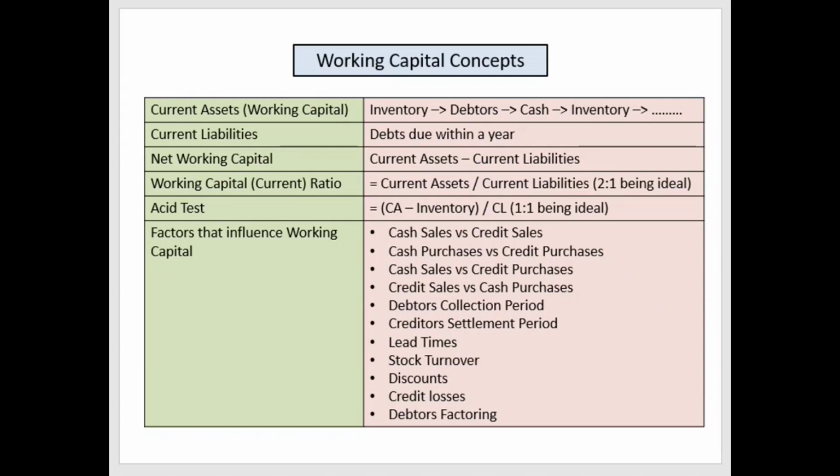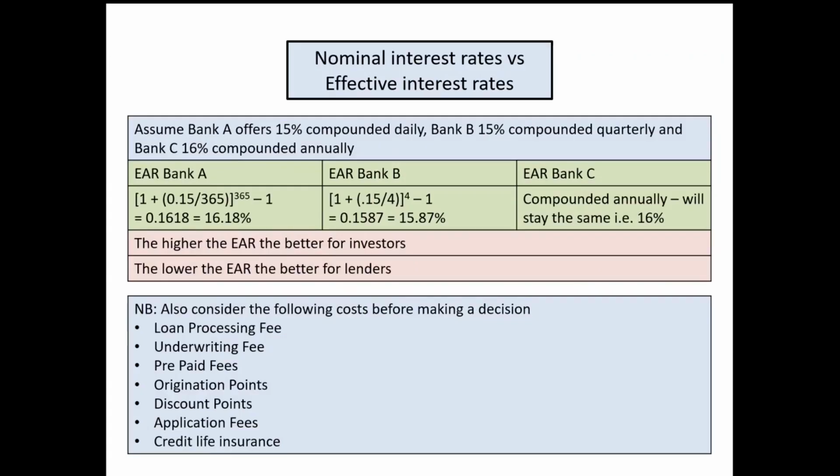Let's move on to the next slide. Slide 4 talks about our nominal interest rates versus effective interest rate. This is the first type of question that you can expect in the tests and all the exams. And it works like this. It says, assume 3 options.